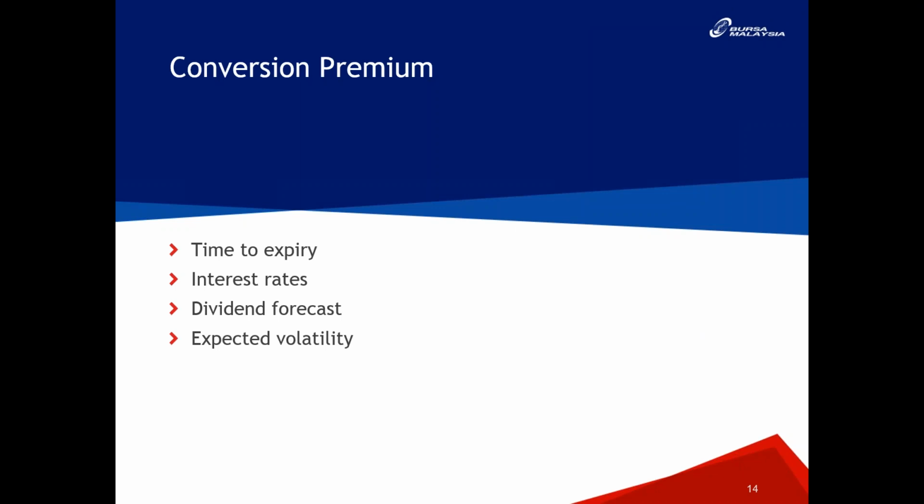Now, I'd like to talk a bit about conversion premium, because this is a little bit more subjective and not so straightforward as intrinsic value, because intrinsic value is simply you take two prices, share price and exercise price, and you minus one from the other, and you have intrinsic value. That is very straightforward. Conversion premium, on the other hand, is not so straightforward and determined by 4 factors.